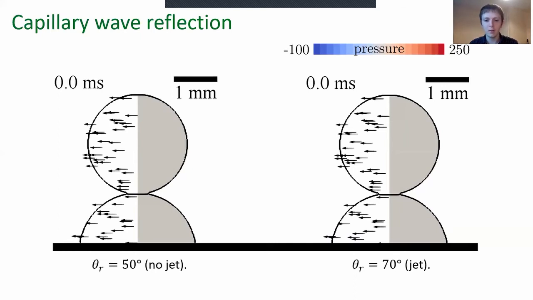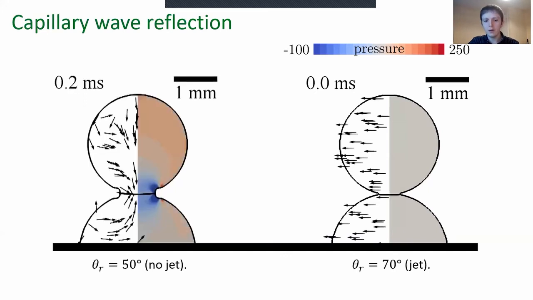A jet does not form in this case for a receding contact angle of 50 degrees, which is shown on the left, but a jet does form for a receding contact angle of 70 degrees, which is shown on the right. Within the coalesced droplet, the pressure distribution is shown on the right-hand side. In the simulations, the pressure is initialized to be 0 everywhere, which is why you just see a constant grey colour there at the moment.